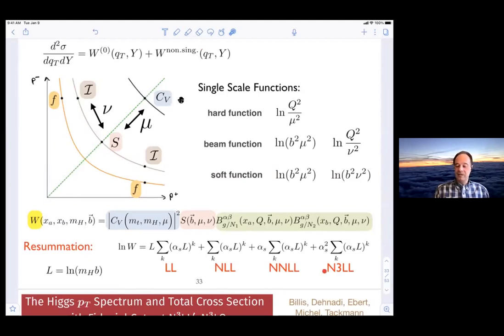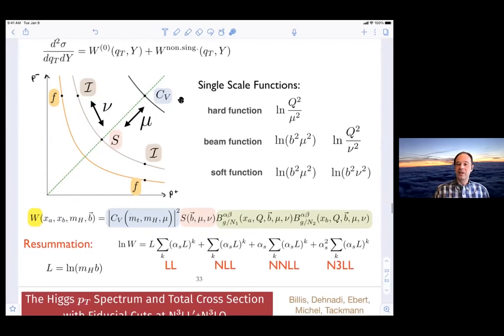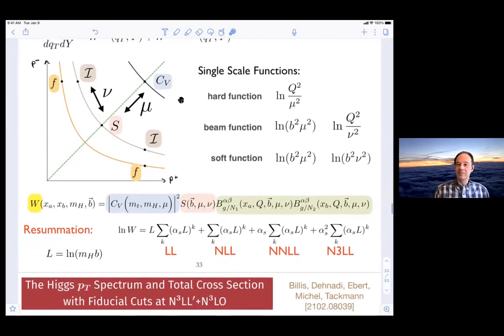And people have gone to next and next and next to leading log order. In fact, some work that I did with Wajing was going to this order based on some calculation of a 3-loop anomalous dimension that he did.